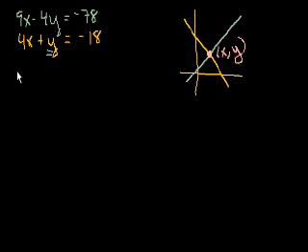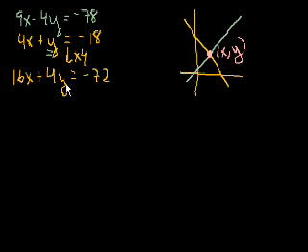So let's multiply this bottom equation by 4, and I get 16x plus 4y is equal to, let's see, 4 times minus 18 is minus 72. All I did is multiply both sides of this equation by 4. You have to multiply every term because of the distributive property, and whatever you do to one side, you have to do to the other. And let me rewrite that top equation again, in the same color just so we can keep track of things: 9x minus 4y is equal to minus 78.